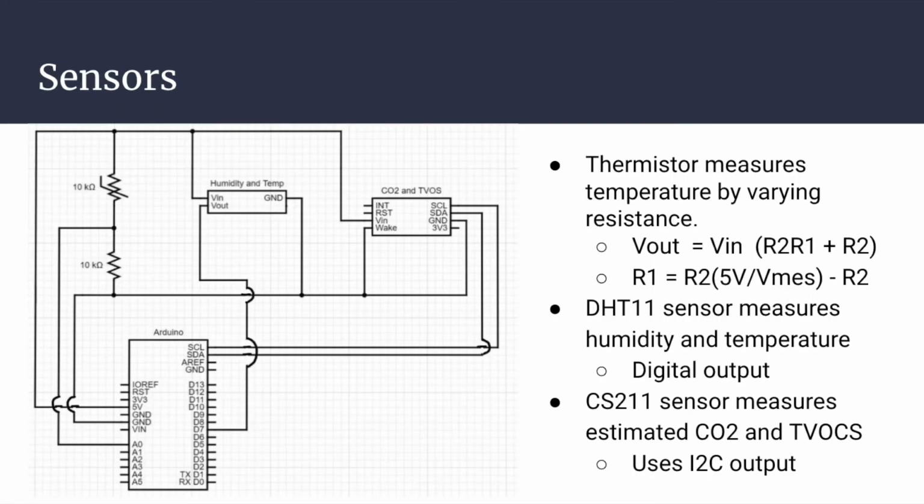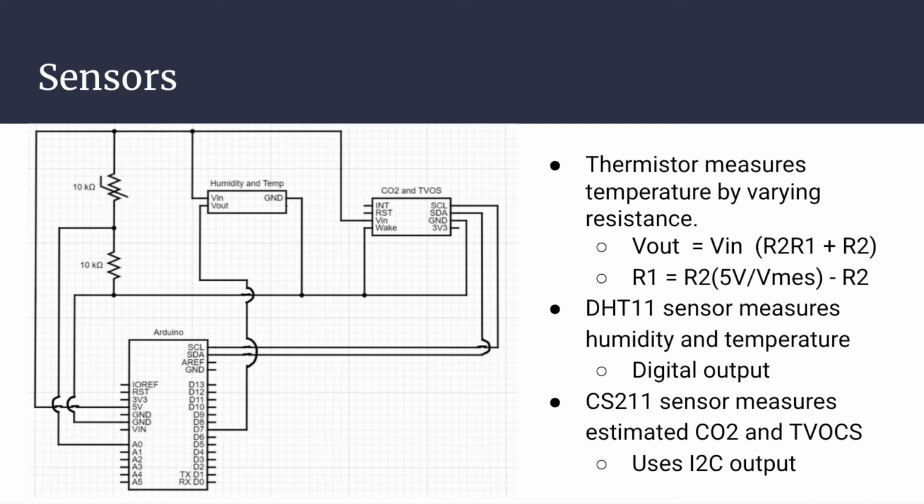The circuit shows the 3 sensors that we have. The first sensor is the thermistor. A thermistor varies resistance as temperature changes. Because the Arduino cannot directly measure resistance, we had to create a voltage divider, and then we converted the voltage measured off the voltage divider back into the resistance.